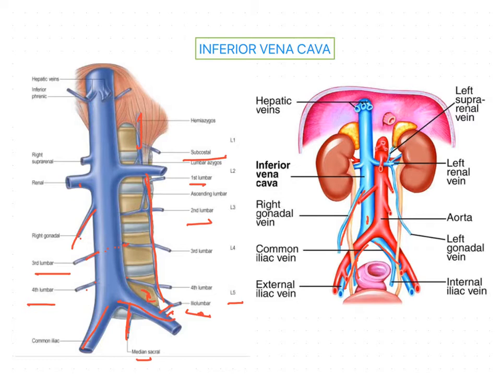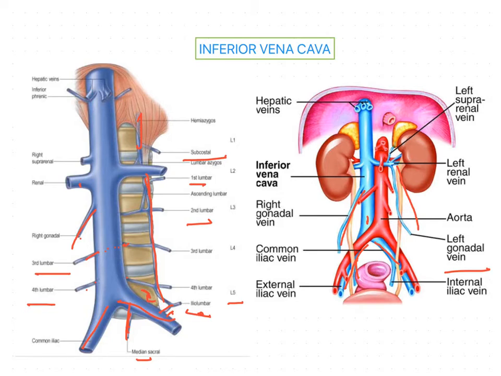And the left gonadal vein drains into the left renal vein. Here you can find the left gonadal vein. Here you can see the left gonadal vein directly drains into the left renal vein. The right gonadal vein is opening into the vena cava directly, but the left gonadal vein opens into the renal vein, and this left renal vein opens into the inferior vena cava. So this is about the gonadal veins.